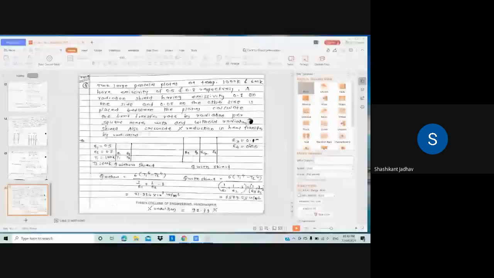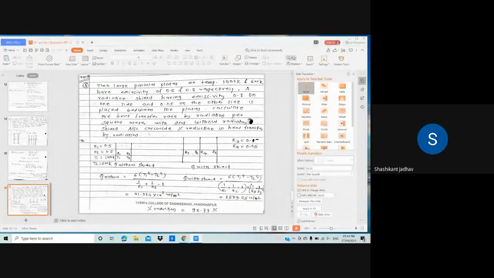Okay, so this is related to the radiation shield. This is the last problem related to the radiation shield. So here we have completed topic number 3, that is radiation. It means we have completed section 1 of heat transfer. Okay, so what is unit number 3?